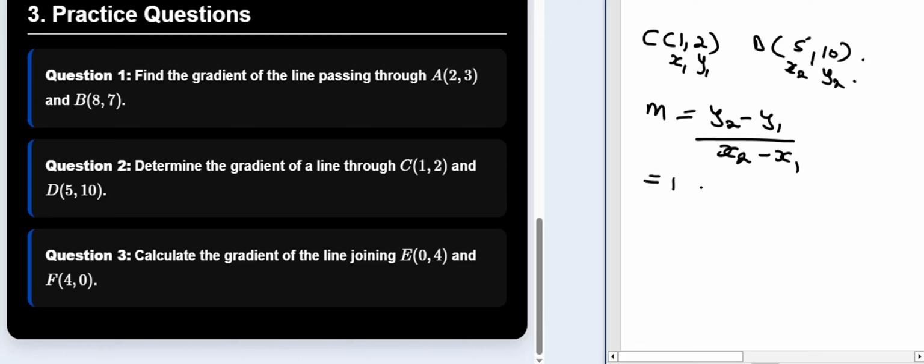y2, which is 10, minus y1, which is 2, divided by x2, which is 5, minus x1, which is 1, becomes 10 minus 2, which is 8, then 5 minus 1, which is 4. So the gradient of this line is 2.